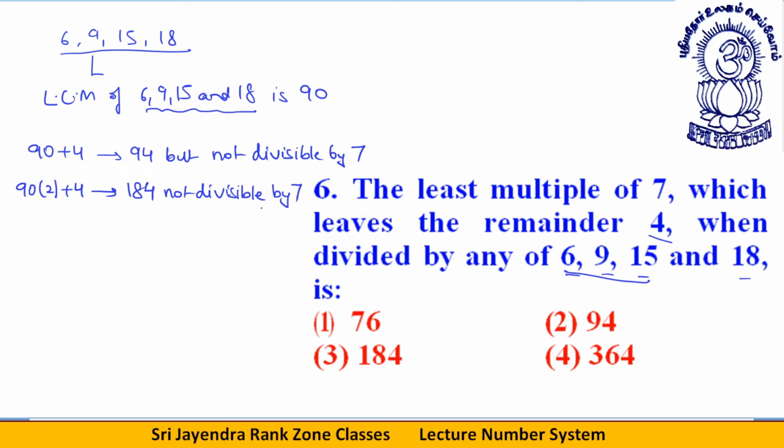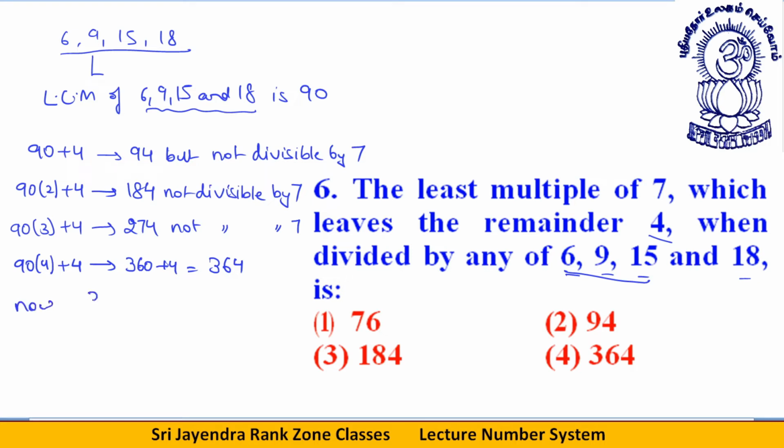184 is also not divisible by 7. Let's take the next number, 90 into 3 plus 4. Unfortunately, 274 is not divisible by 7. Okay, next number, 90 into 4 plus 4. Yes, this appears to be. Why? 90 into 4 is 360 plus 4 is equal to 364. You can say 350 plus 14. 350 as well as 14 are divisible by 7.